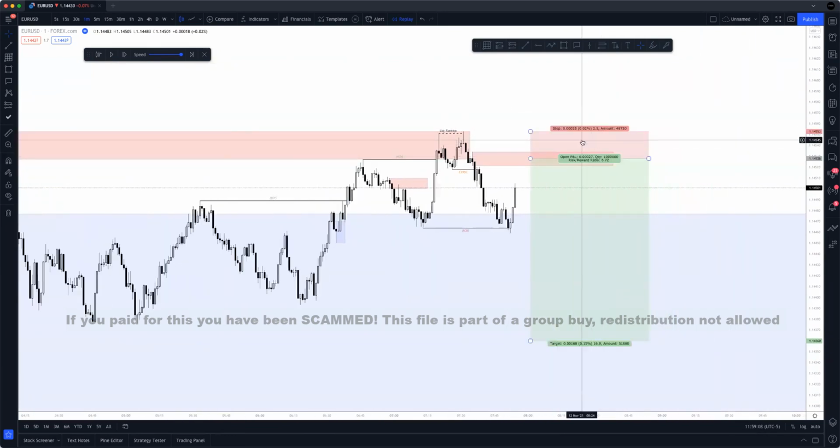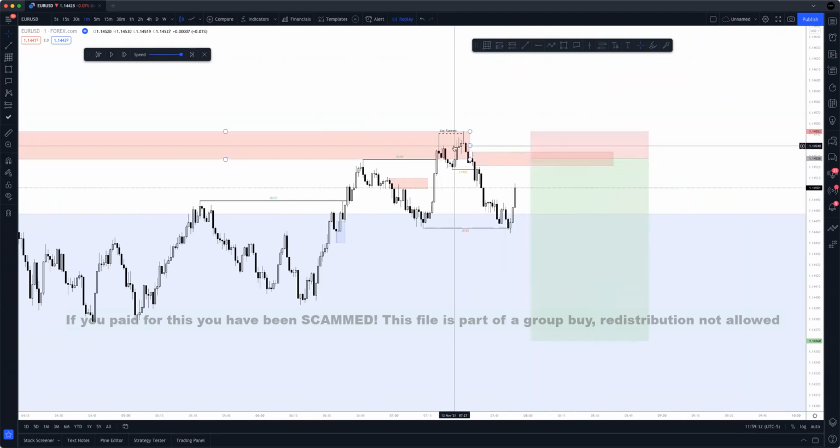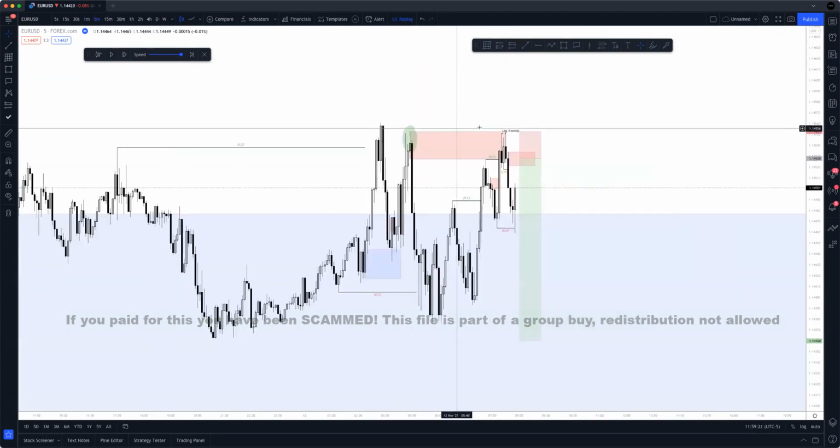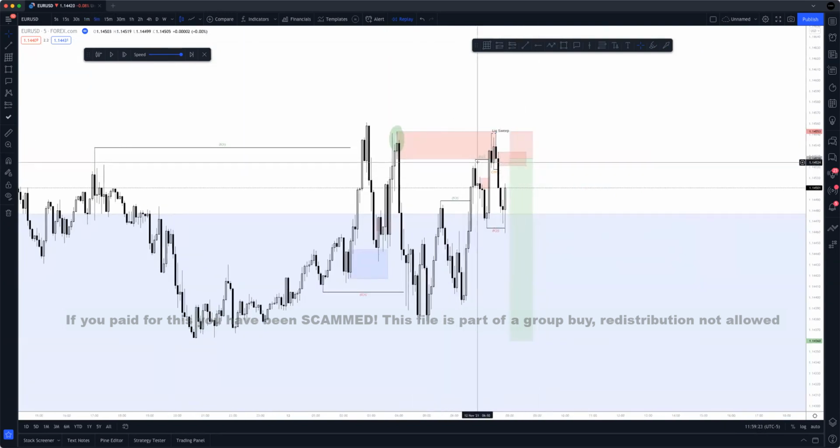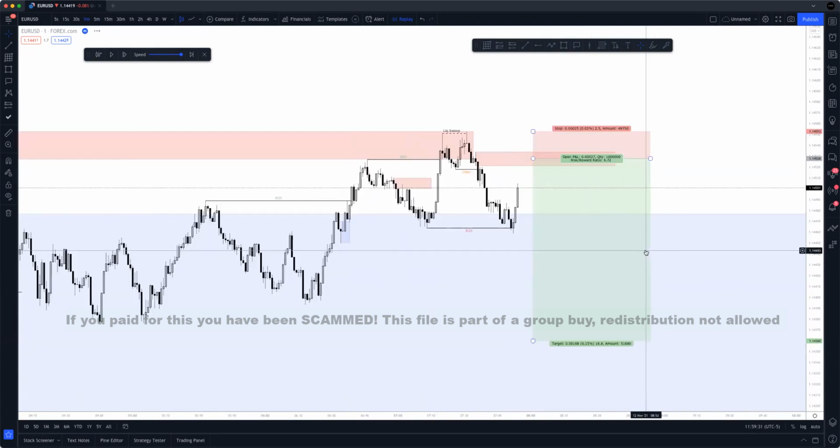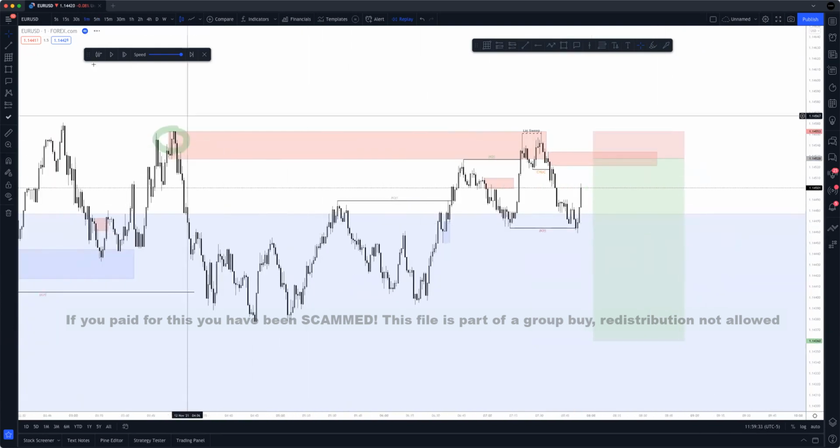Don't be scared to have that 2.5 pip stop on the original change of character. I'm sure most of you guys have been victim to it. How many times do you get swept out at your block and for whatever reason it just doesn't end up holding out? So let's go over to the 5 minute and see. You can see a little bit clearer here what area should be tapped into. So let's keep it like this and we'll see if we get tagged in.